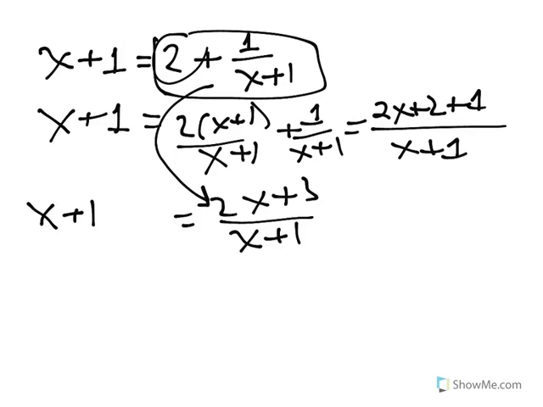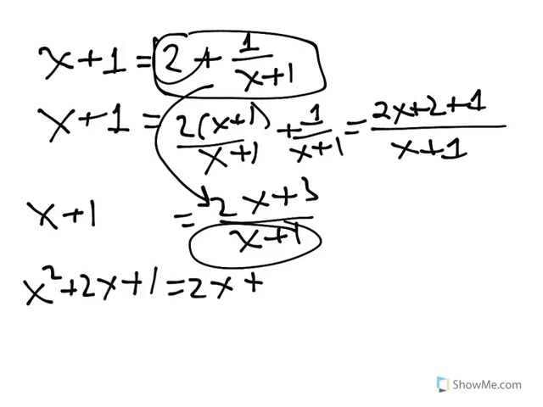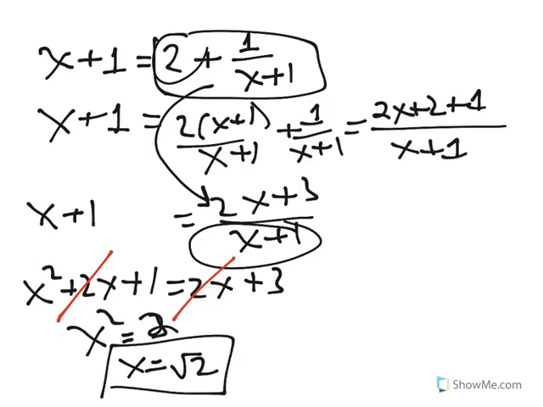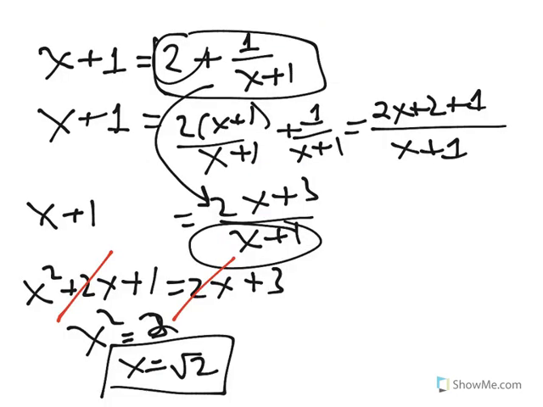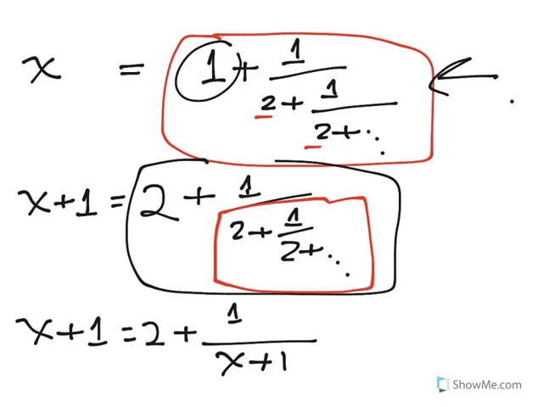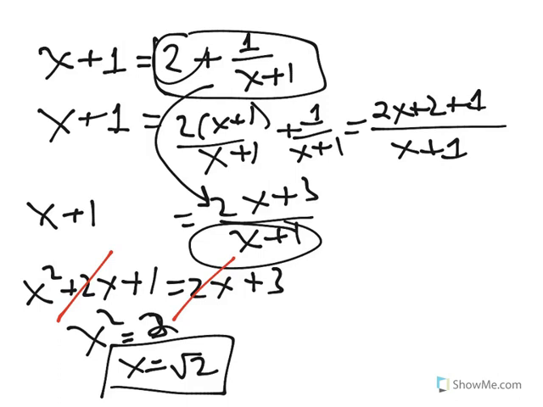Now we multiply both sides by the denominator, x plus 1, and we get x squared plus 2x plus 1 equals 2x plus 3. And really conveniently, if you do this right, the 2x's end up canceling out. You get x squared equals 2, or x equals the square root of 2. Now, it's not easy to come up with this expression. I'll show you that in another video. But if you have the expression already, being careful, you will be able to see what it's the square root of.